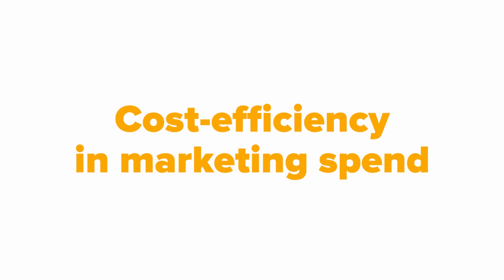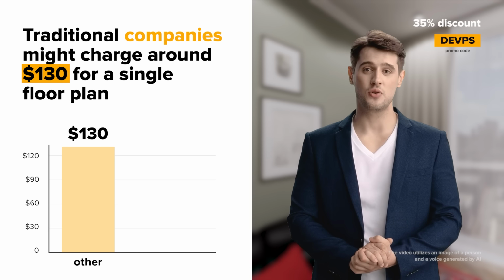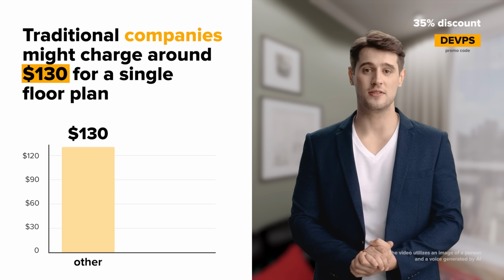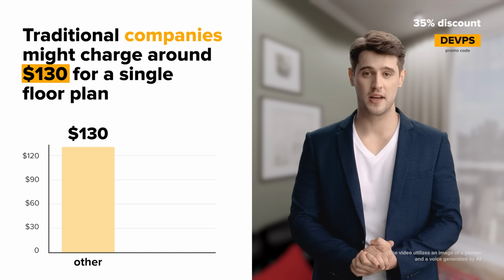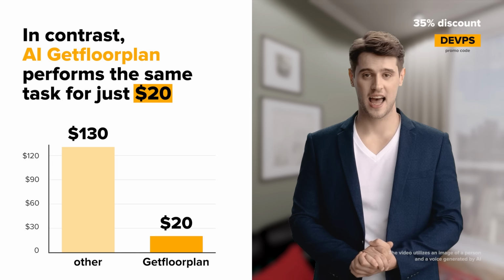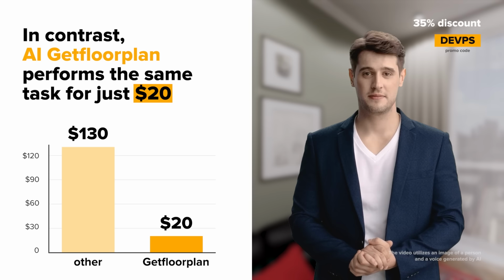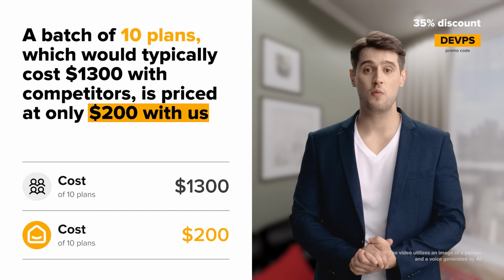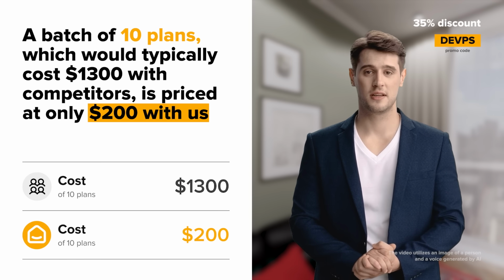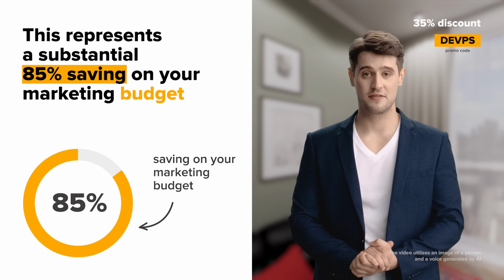Cost efficiency in marketing spend. Traditional companies might charge around $130 for a single floor plan. In contrast, AI Get Floor Plan performs the same task for just $20. A batch of 10 floor plans, which would typically cost $1,300 with competitors, is priced at only $200 with us. This represents a substantial 85% saving on your marketing budget.